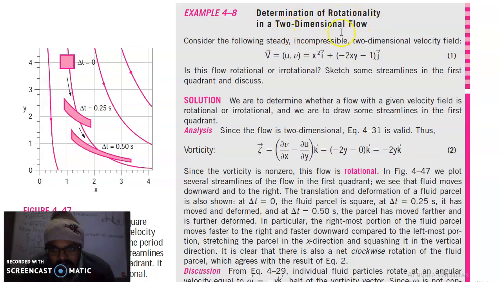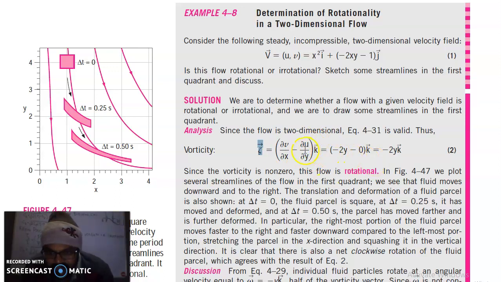Determination of rotationality in two-dimensional flow. The velocity vector V is given by this equation. Is this flow rotational or irrotational? Sketch some streamlines in the first quadrant. So here we are to determine whether the flow with the given velocity is rotational or irrotational. So we'll find zeta, which is del v by del x minus del u by del y, times the k vector for the z direction. This flow is in the x and y directions, so the vorticity vector will point in the z direction.